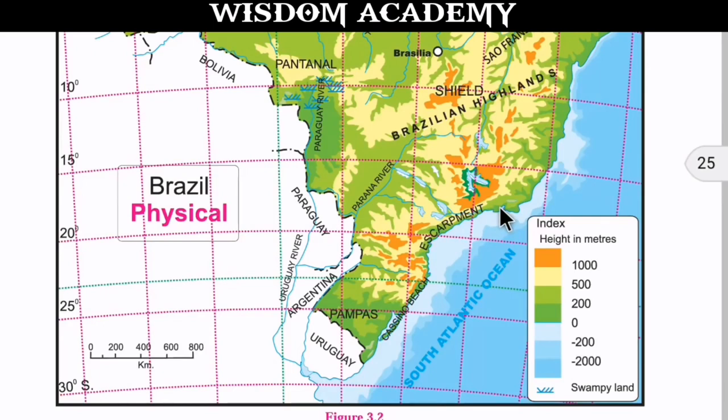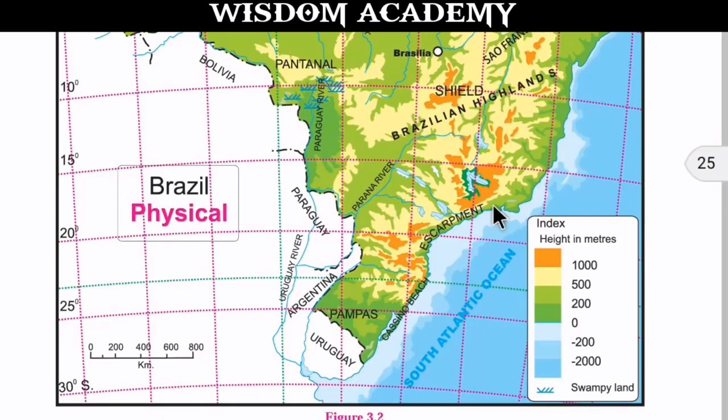In this region, the altitude of the escarpment is 790 meters. So, here the height of the escarpment is 790 meters. In some regions, the height decreases gradually. The escarpment is very steep, particularly from Sao Paulo to Porto Alegre. Here we are having Sao Paulo to Porto Alegre. So, here the slope is steep.